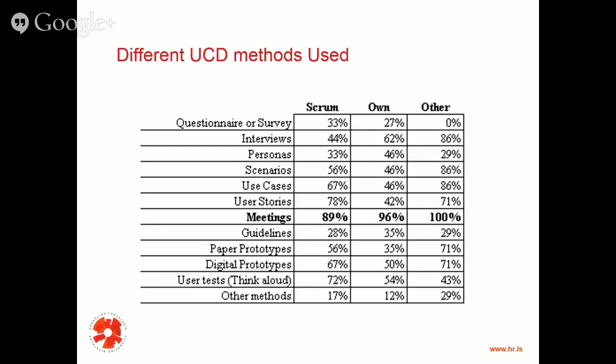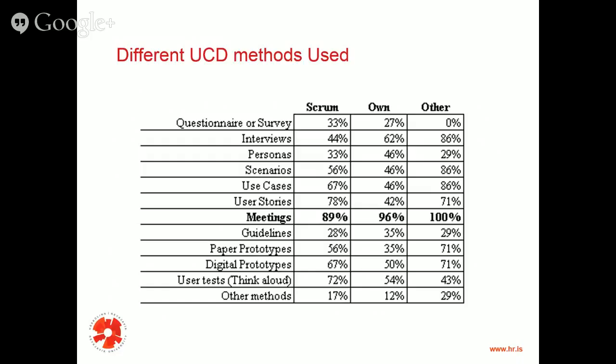And what I wanted to show you is that we also asked about different methods. Some we have seen here in this course. So we asked them, have you sent out surveys to the users? Have you interviewed them? Have you used personas? You did personas in Greining og Hönnun, didn't you? Did you? Yeah. And so on.